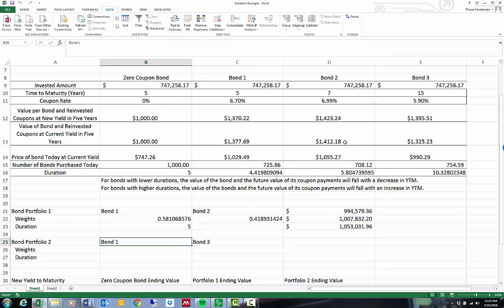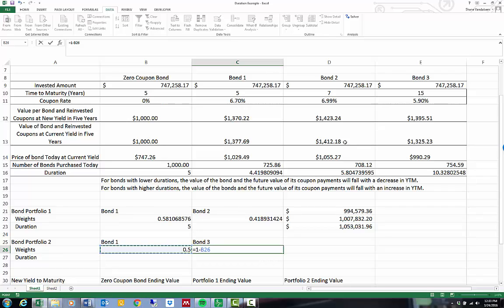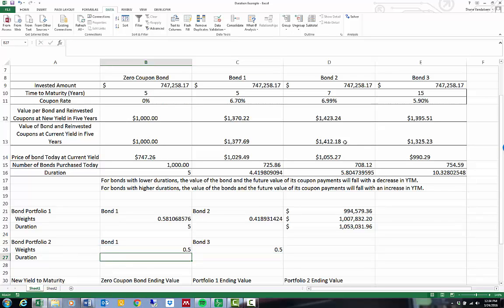So I'm going to put in here again 0.5 for bond 1, 1 minus 0.5 for bond 3, equals 1 minus the weight in bond 1 for bond 3. And then the duration is going to be equal to, for the portfolio, 0.5 multiplied by the duration of bond 1 plus the weight of bond 3 multiplied by the duration of bond 3. And I get 7.3739 for our duration. And again, we want 5, so I'm going to go to Solver.